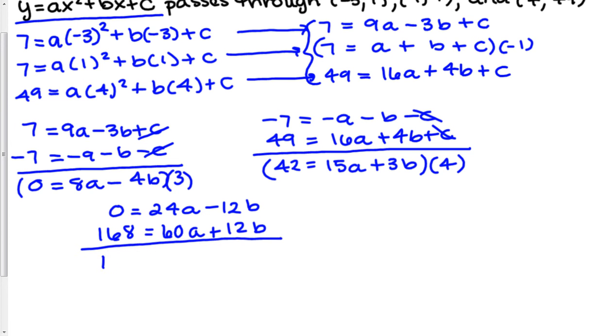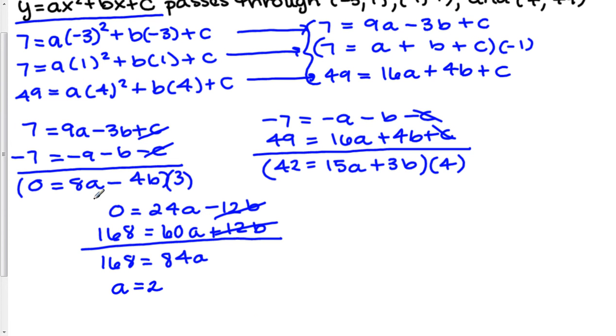0 plus 168 is 168. 24 plus 60 will give me 84. And 12b and negative 12b are gone, 0. Divide by 84, and we get 2. A equals 2.